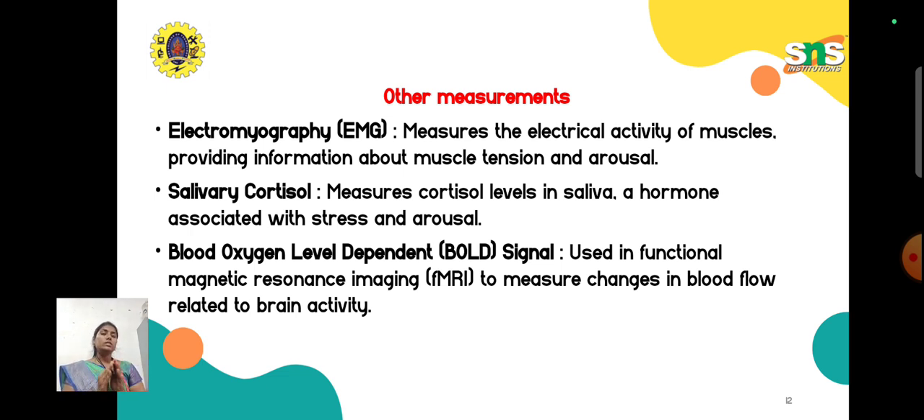So on the whole, these are the different kinds of psychophysiological measurements. We can go through any of these techniques if you want to measure or examine any kind of psychological status of a particular patient.